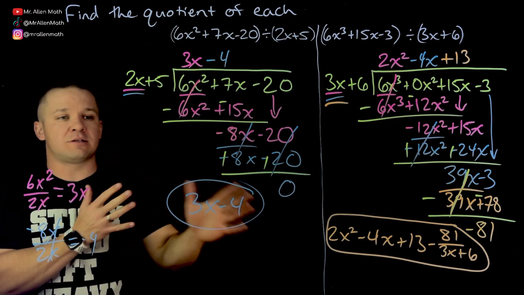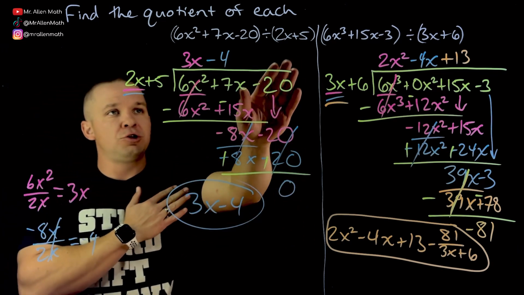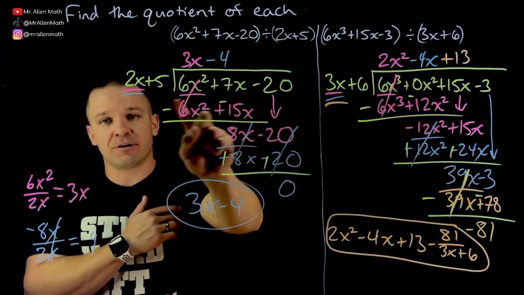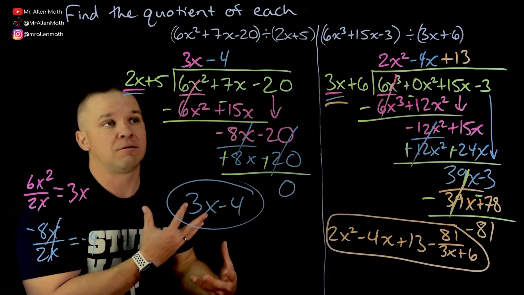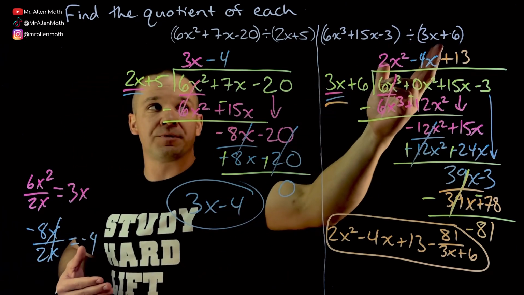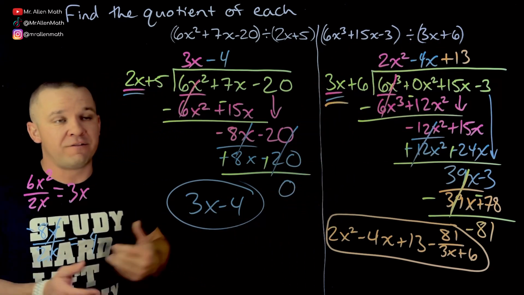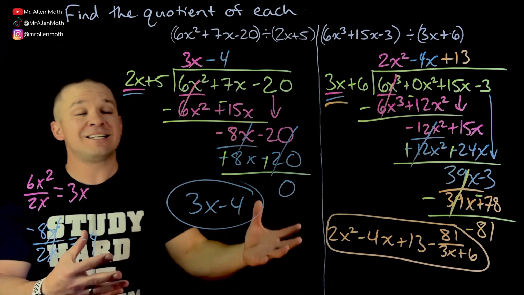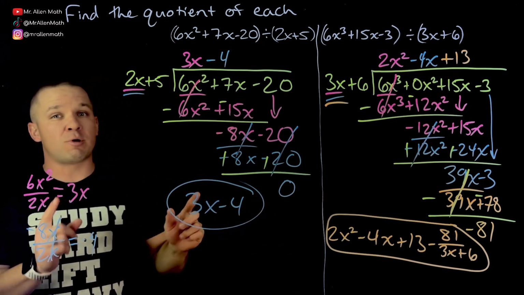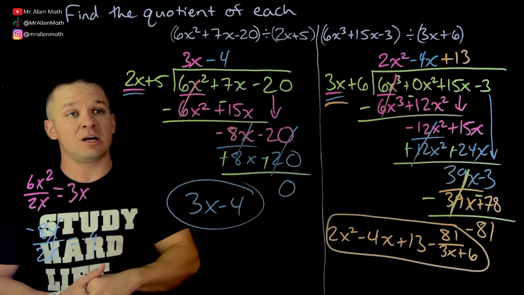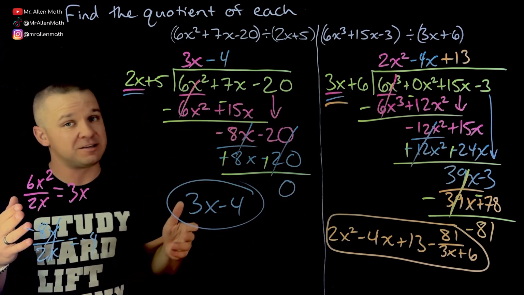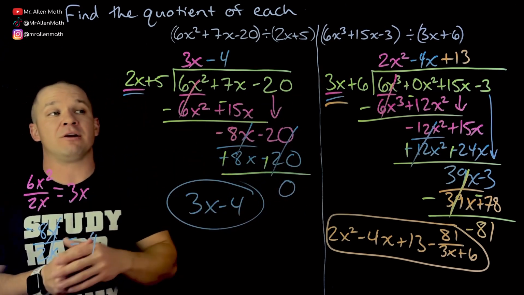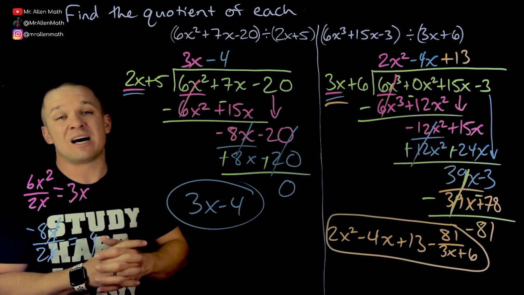So what does this tell us, though? Let's see here. 2x plus 5 is a factor of that guy right there because it had no remainder. Divided out clean, right? Over here, 3x plus 6 is not a factor of that because it had a remainder. It did not divide out clean. So those are questions we can also ask you, to say, is 3x plus 6 a factor of 6x cubed plus 15x minus 3? It is not, due to it having a remainder. Did not divide out nicely, so it's not a factor, okay?